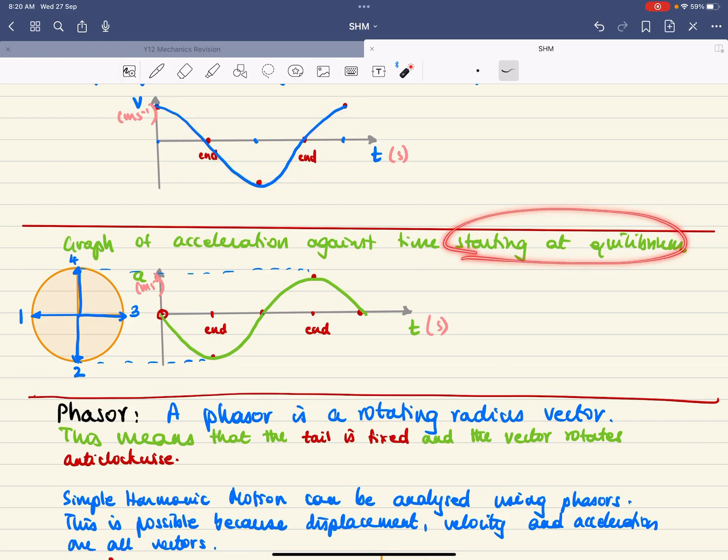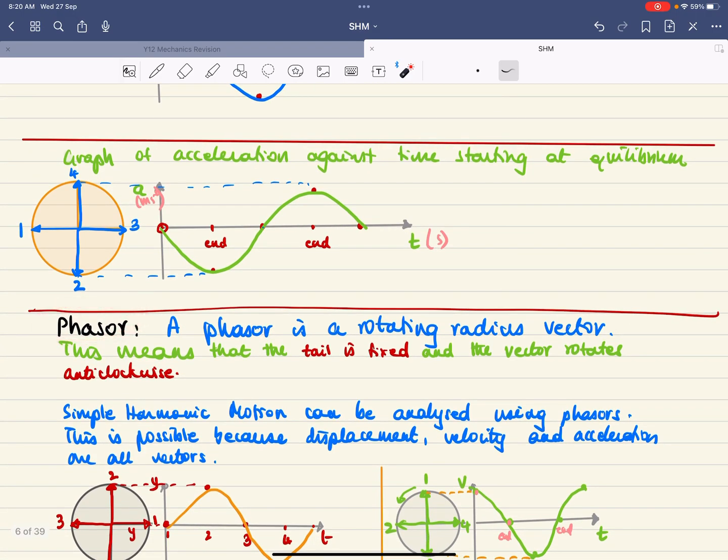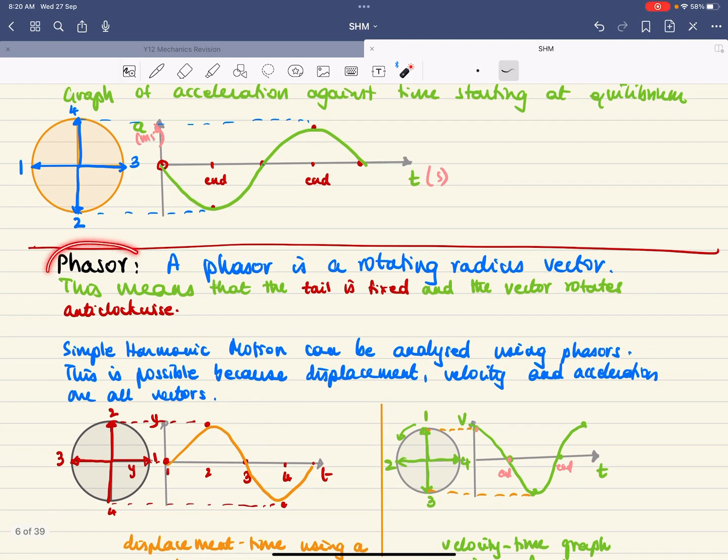This brings us to the term called phasors. What is a phasor? A phasor is a rotating radius vector. So this thing just goes around in circles, and traditionally we get it to go around in anti-clockwise direction. The tail is fixed, and it's the head that rotates anti-clockwise. Now, why are we talking about phasors? The reason is simple harmonic motion can be analyzed using phasors because displacement, velocity, and acceleration are all vectors.